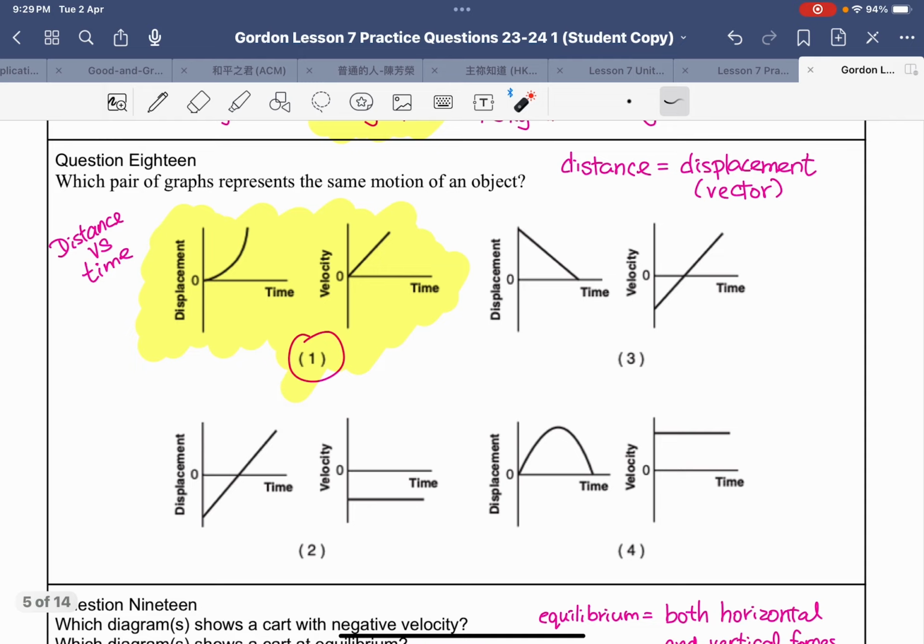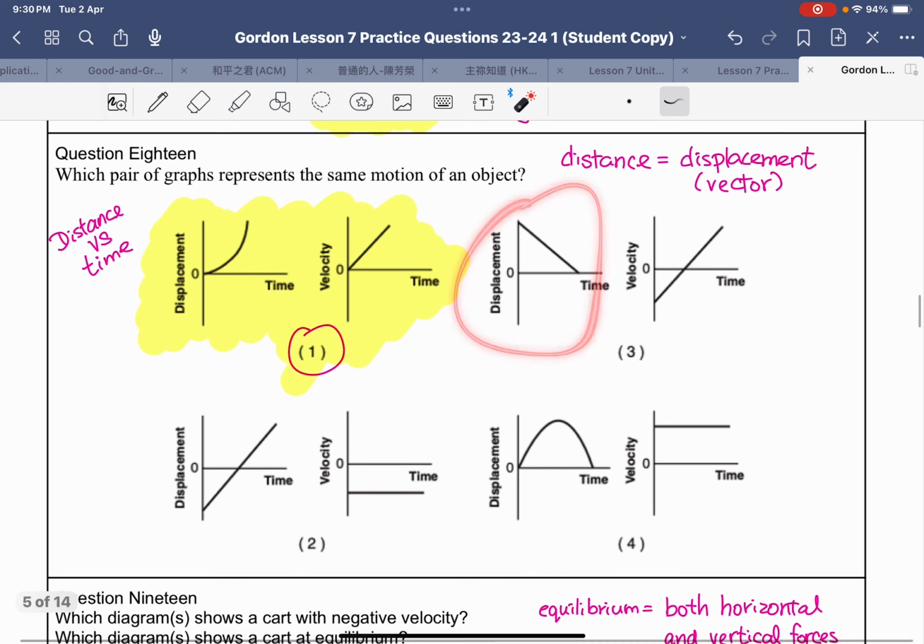Question 18. Which graph represents the same type of motion of an object? It would be this one, because if you look at this graph, it's displacement over time, so it's kind of like distance over time. This one shows that the distance has been increasing over time like that, so that means this is an accelerated motion. This one, velocity has been increasing, and you know that if velocity increases, that also means acceleration.